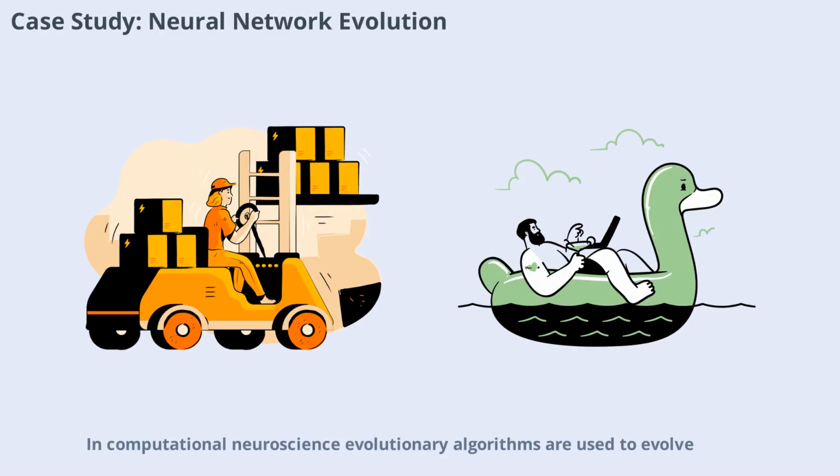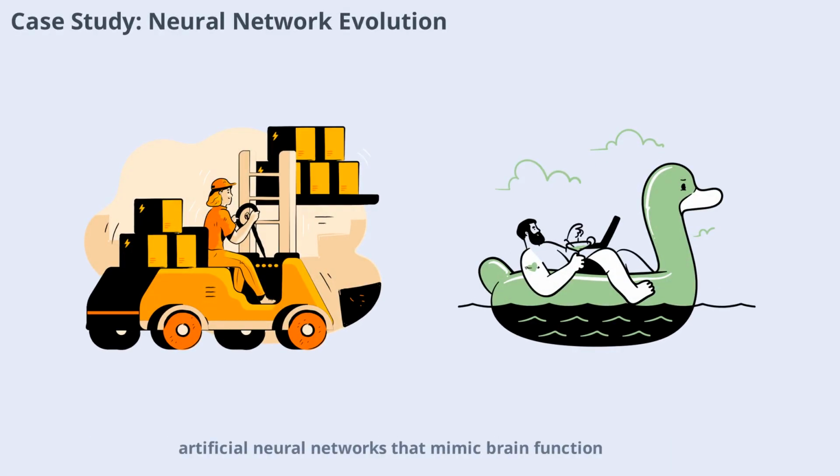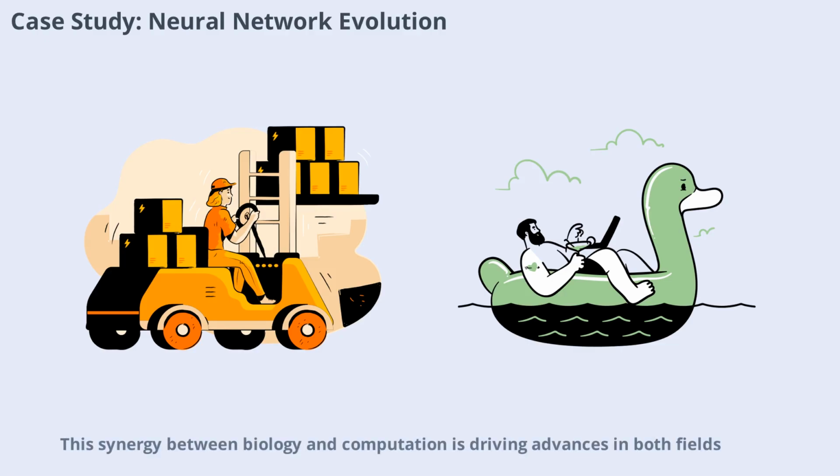In computational neuroscience, evolutionary algorithms are used to evolve artificial neural networks that mimic brain function. By optimizing network structures and learning rules, researchers can model cognitive processes, study brain disorders, and develop new approaches to artificial intelligence. This synergy between biology and computation is driving advances in both fields.